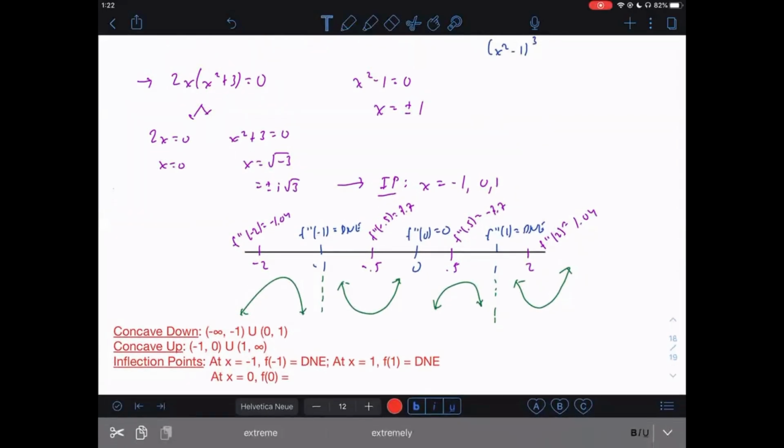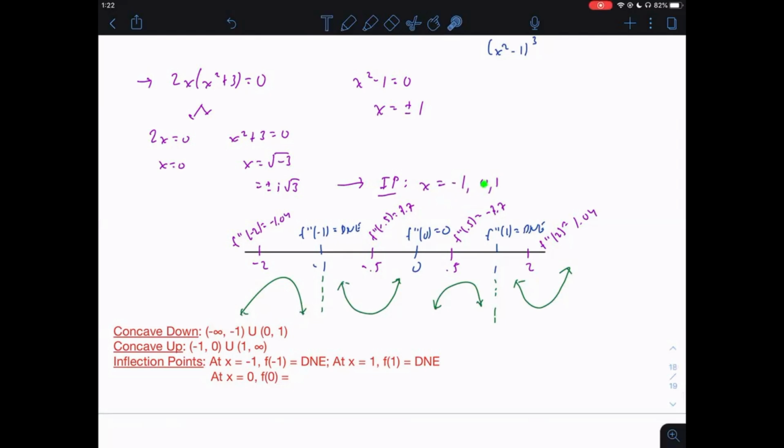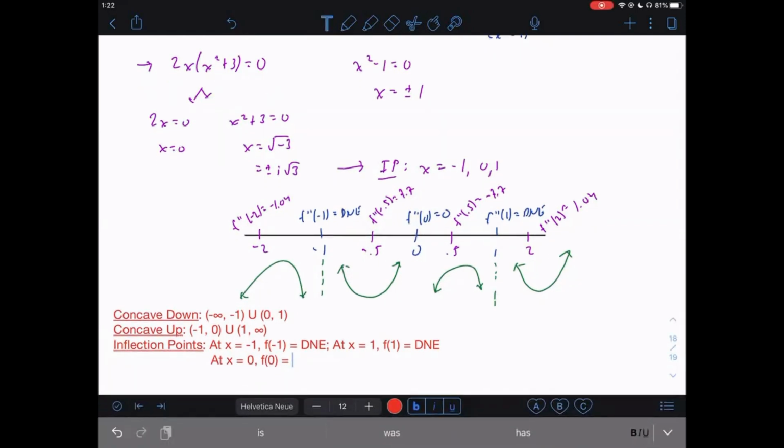Even though we found 3 solutions from the second derivative, 2 of those were asymptotes. The only real solution that gives a real point was x equals 0, and if we plug 0 into the original function, it gives us 0. So our inflection point is at 0, 0. Based on the 2 that we found from -1 and 1, these are vertical asymptotes. So we have vertical asymptotes at x equals -1 and +1.